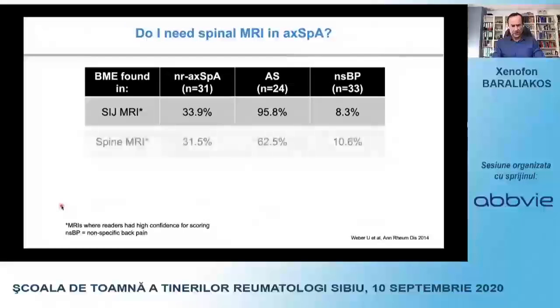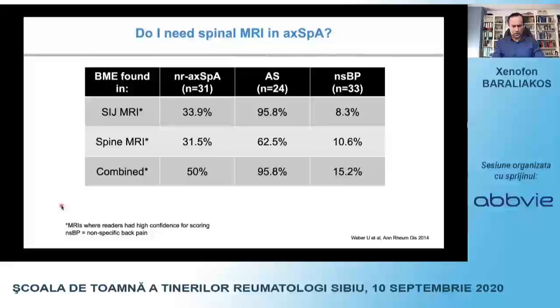And this study that I'm quoting here is, I think, also pretty interesting. The question was, do I need the spinal MRI in addition to the sacroiliac joints MRI? You see the numbers here. Both for the non-radiographic and the radiographic, the combination of sacroiliac joints and spine does not really add much information. Here for the non-radiographic maybe a little bit, so you increase the positives on the MRI from 34% to 50%.